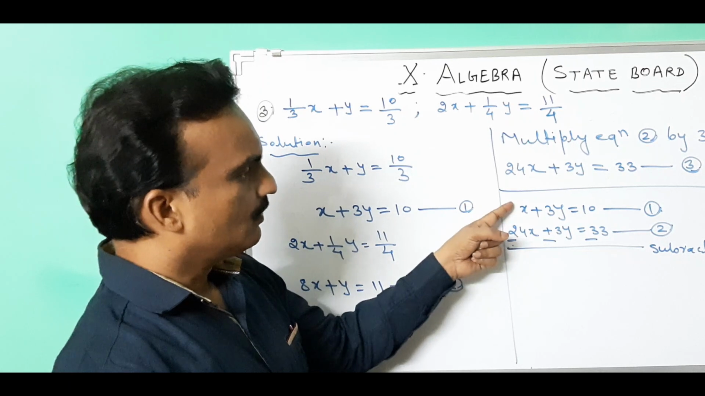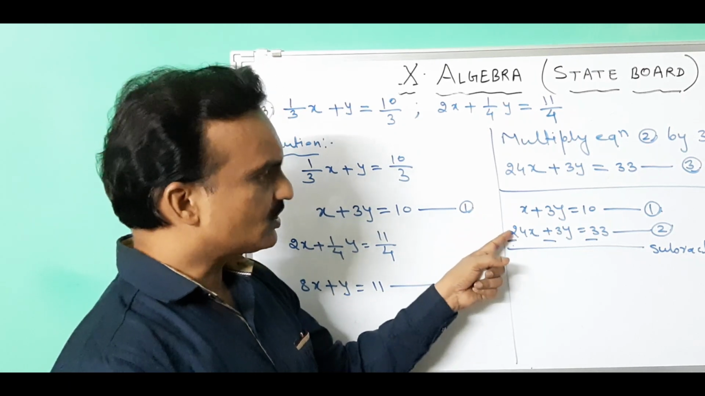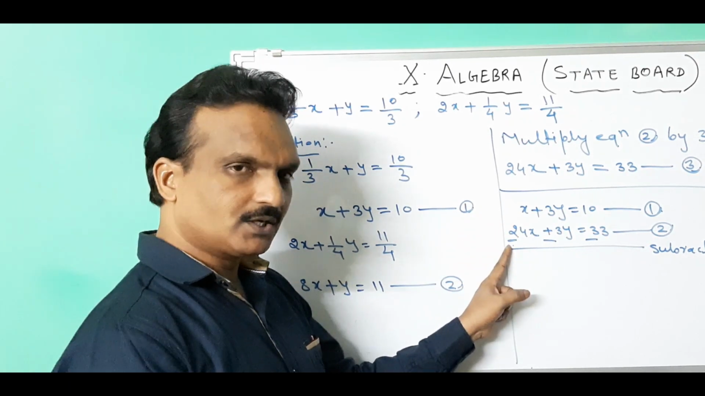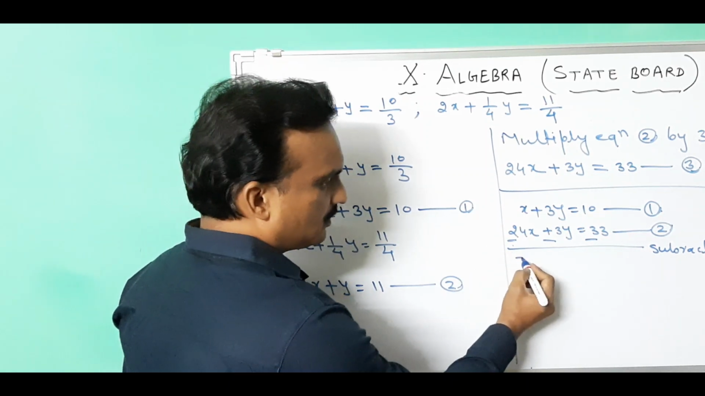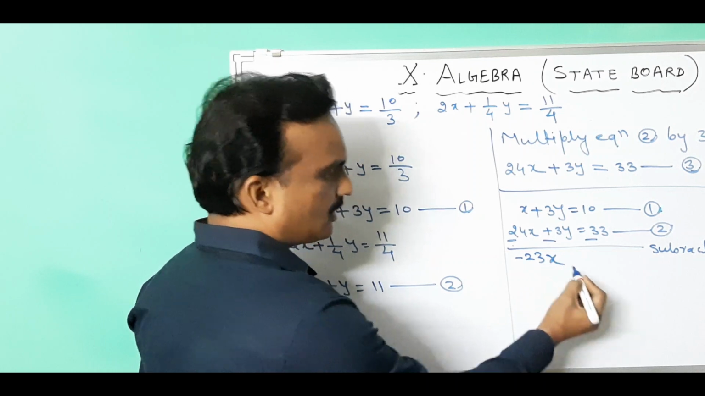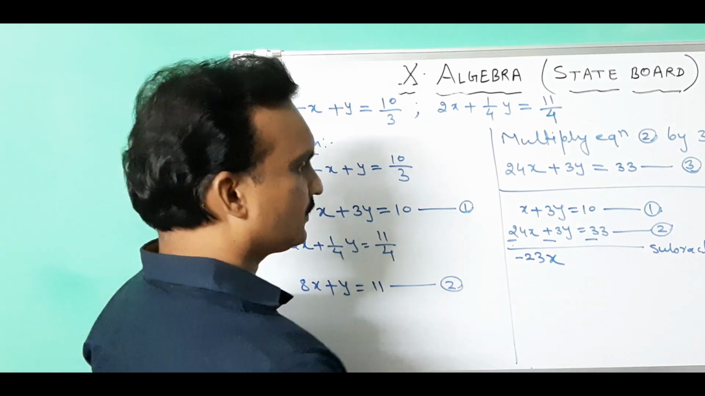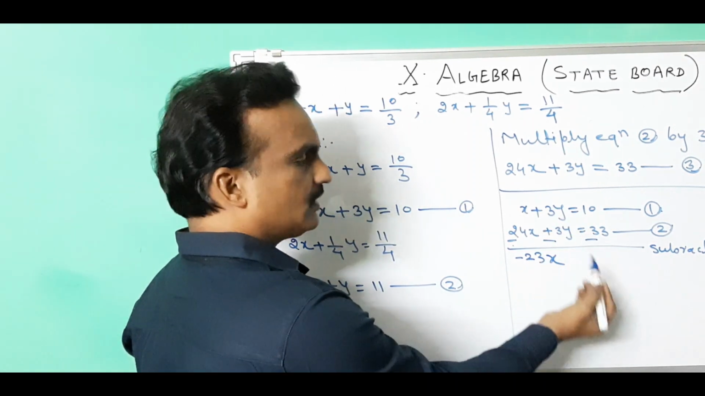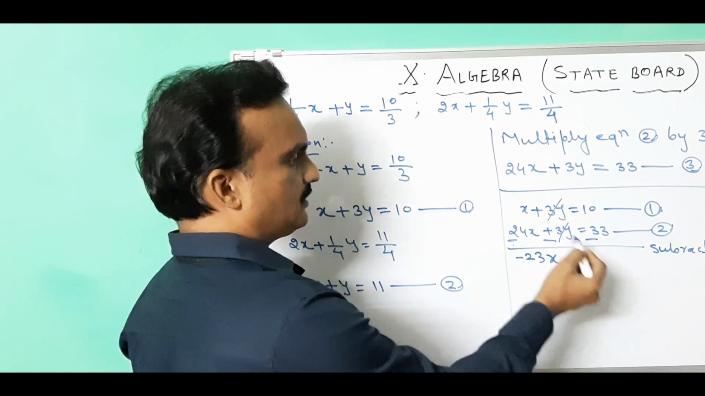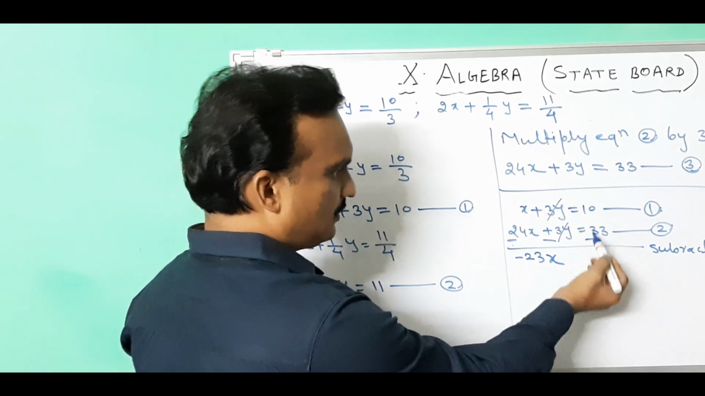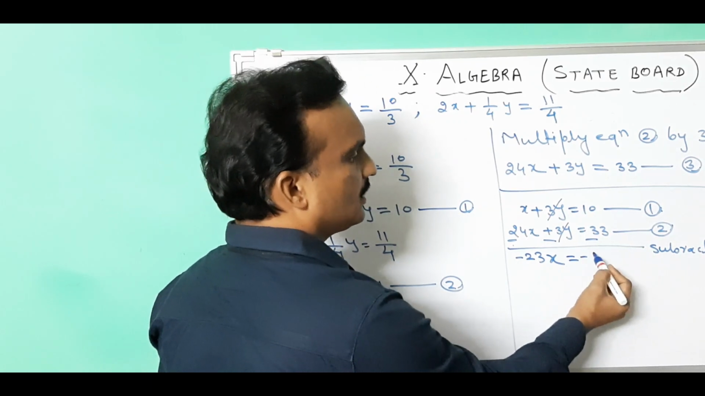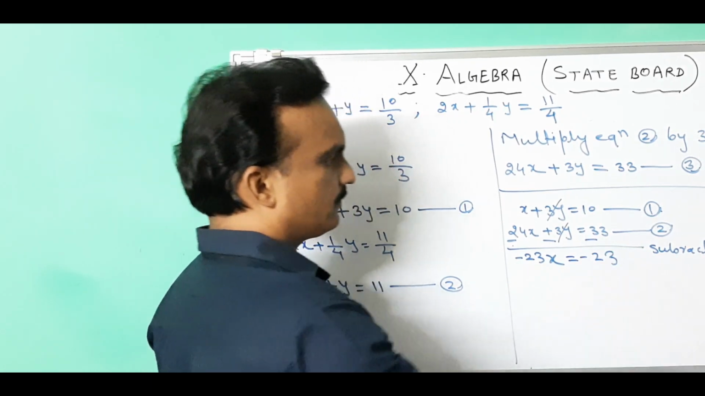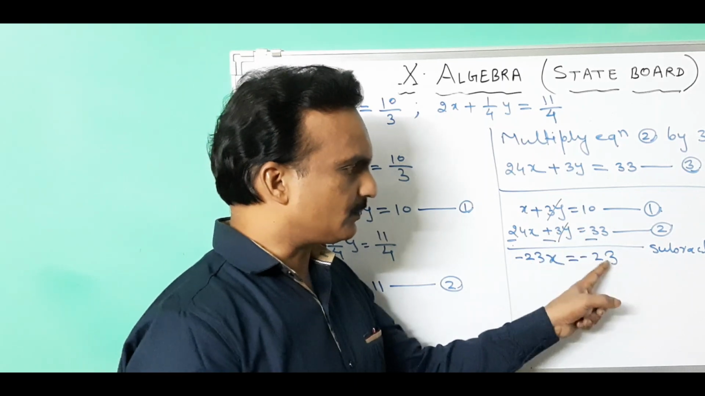Now 1x minus 24x. Now this sign we will take. 1x minus 24x will give you minus 23x. Okay, plus 3y minus 3y will get cancelled. 10 minus 33 is equal to minus 23. This is plus and this is minus, so it will be subtracted.